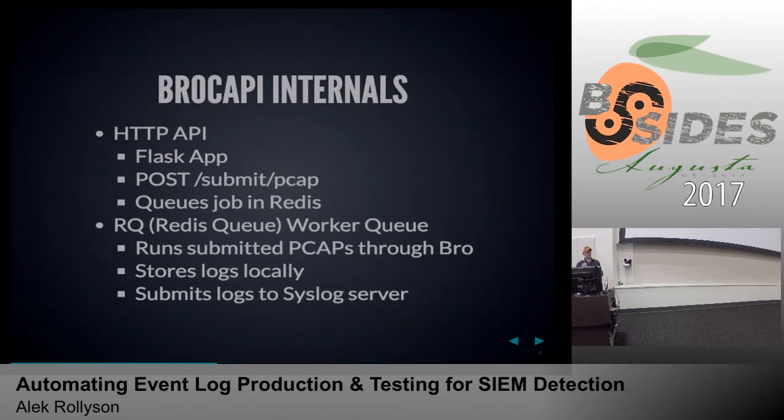It takes all the submitted PCAPs, runs them through Bro, stores the logs locally, and submits them to a syslog server. And there's a bunch of ways you can deploy this, and it scales really well. This is kind of overkill for a simple, just-get-PCAPs-into-your-SIEM situation. But if you have hundreds and hundreds of PCAPs or thousands of PCAPs like we sometimes do, this scales really well across the board because you can deploy it as a WSGI app for the API. And then for the worker, you can run as many workers as you want.